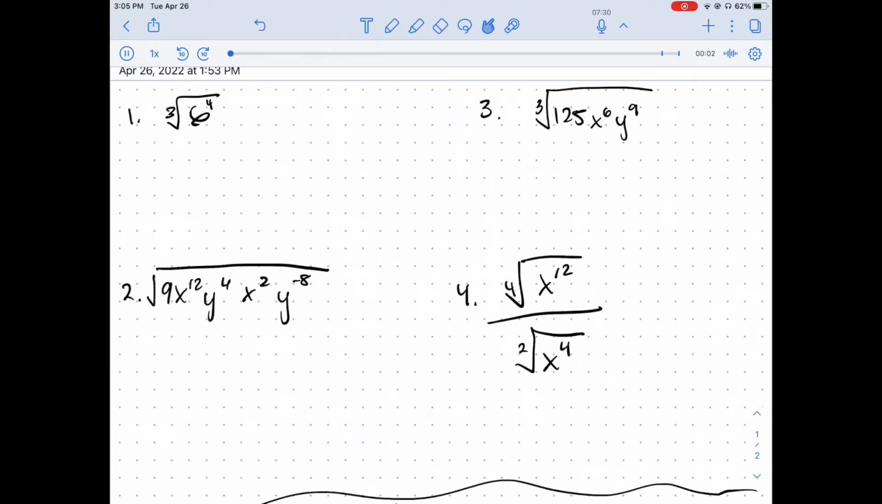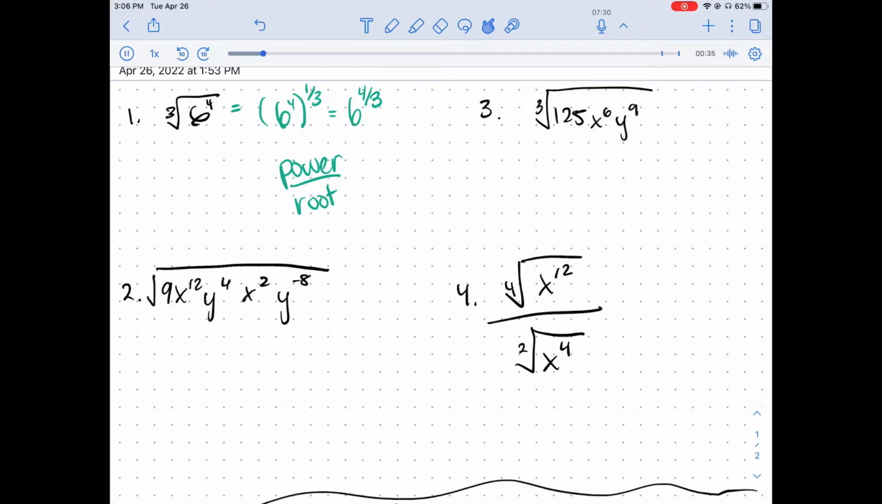Okay, so for this first problem, we have the cube root of 6 to the 4th power, and we know we can write the cube root as the 1/3 power. When we have a power to a power, we multiply them. So we should have 6 to the 4 over 3, or 6 to the 4/3.